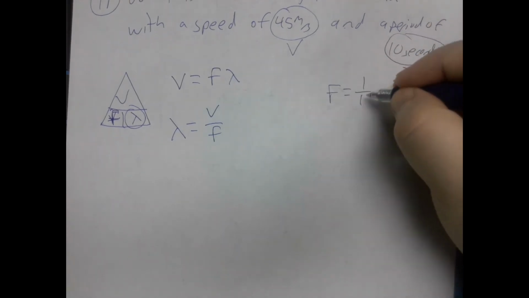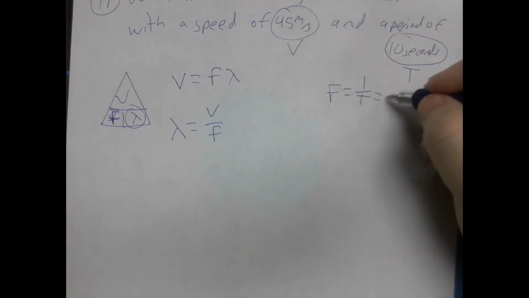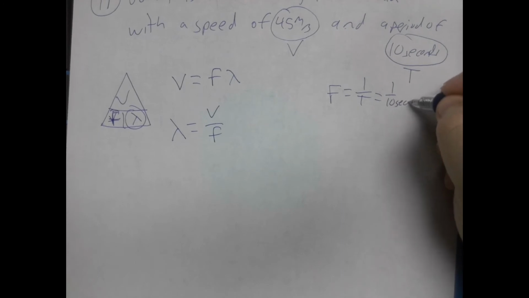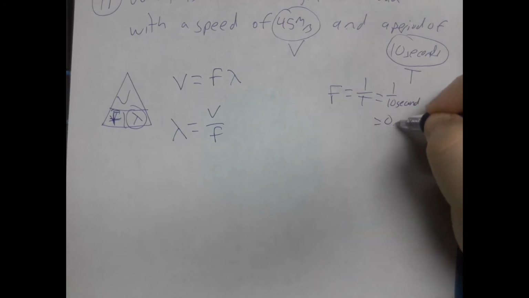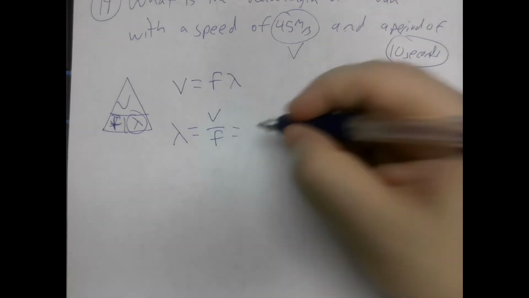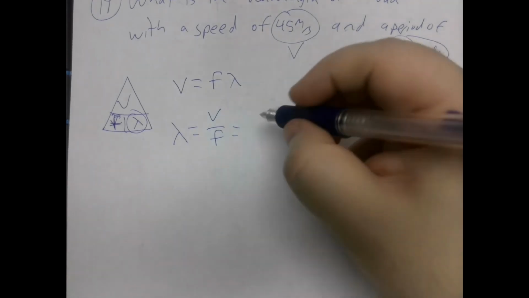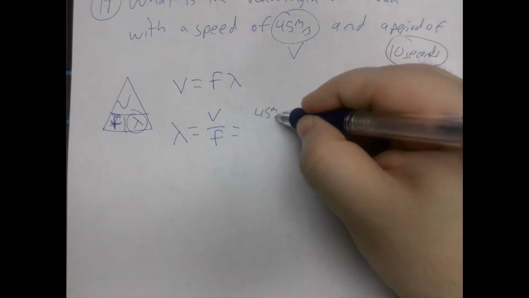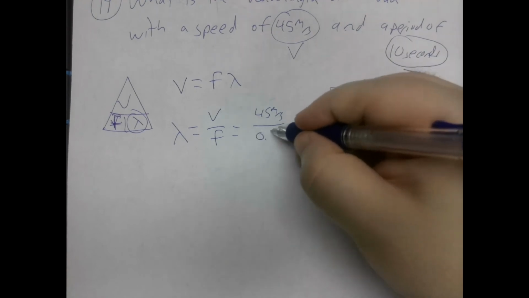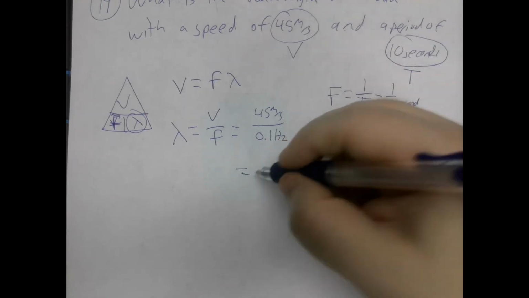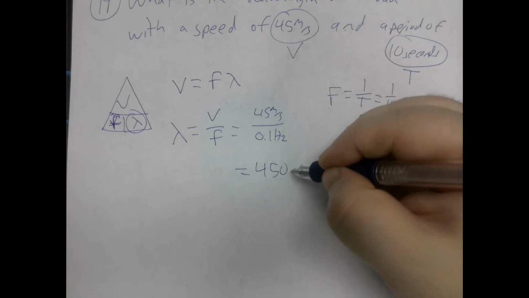Frequency is 1 divided by the period. So 1 divided by 10 seconds is 0.1 hertz. And now we can plug that in for F. 45 meters per second divided by 0.1 hertz. And we get a wavelength of 450 meters.